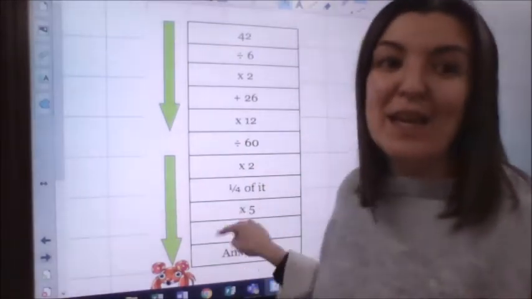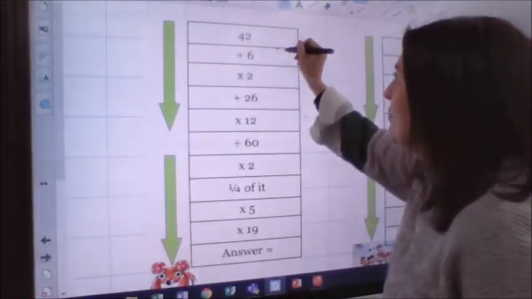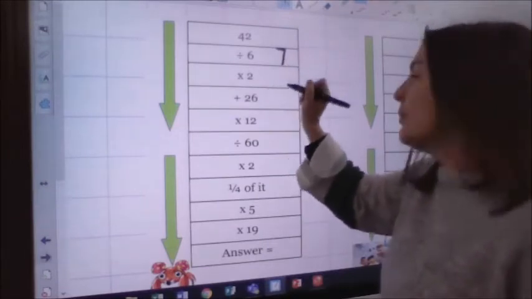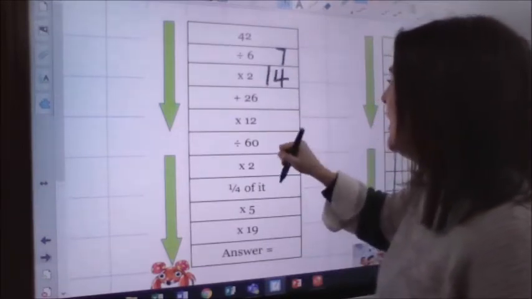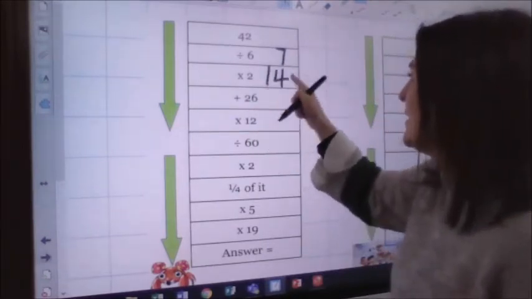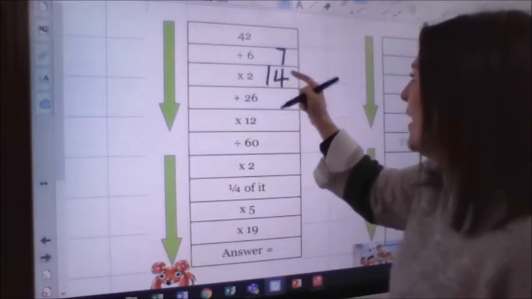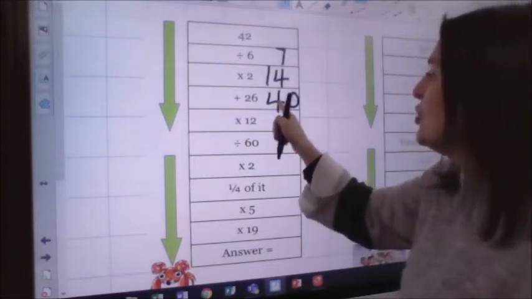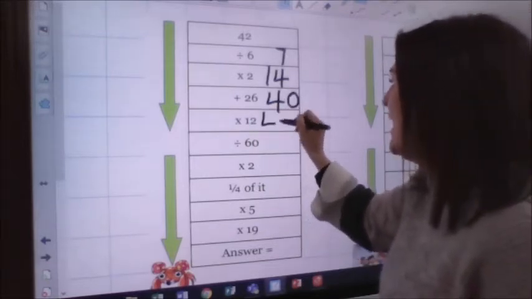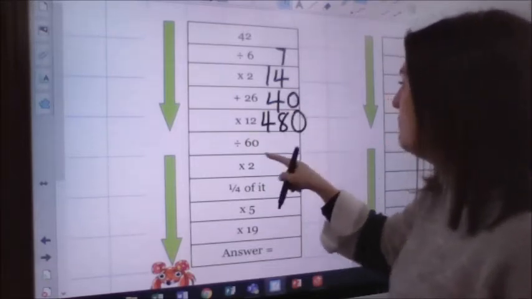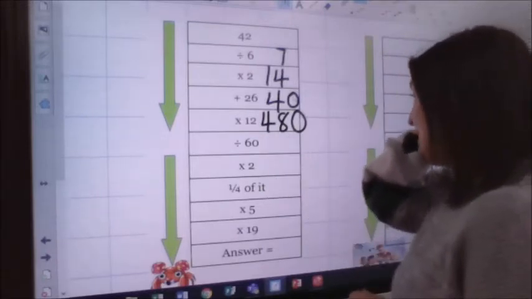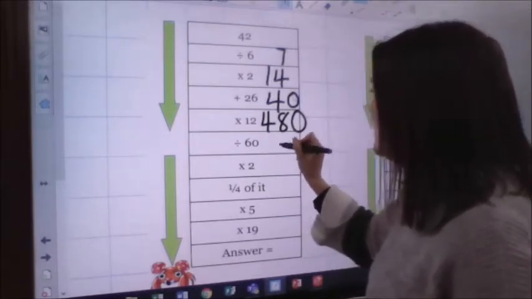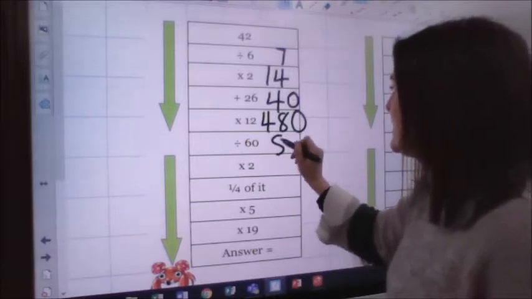Okay, so let's see if we've all got the same answer at the bottom. So 42 divided by 6 would give me 7. Then 7 multiplied by 2 is 14. Then add 26, so that would take me to 20, so that would be 40. Multiplied by 12, so I could do 4 times 12, which is 48. I put my 0 back on. Then divide it by 60, so that would give me 8.